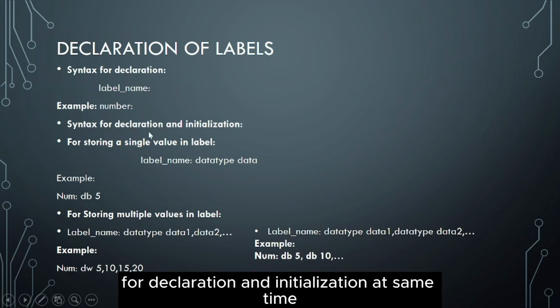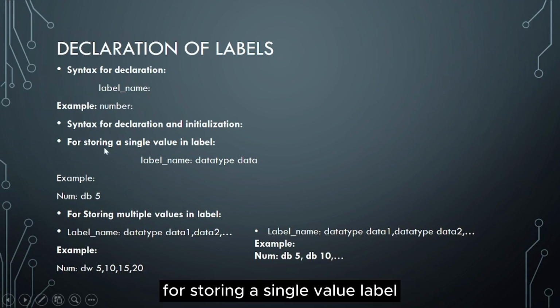Let's see the syntax for declaration and initialization at the same time. For storing a single value in a label, we just have to write the label name, colon, data type, data. Let's see an example. We have num colon db 5, where num is the label name, db is the data type byte, and 5 is the value to be stored.